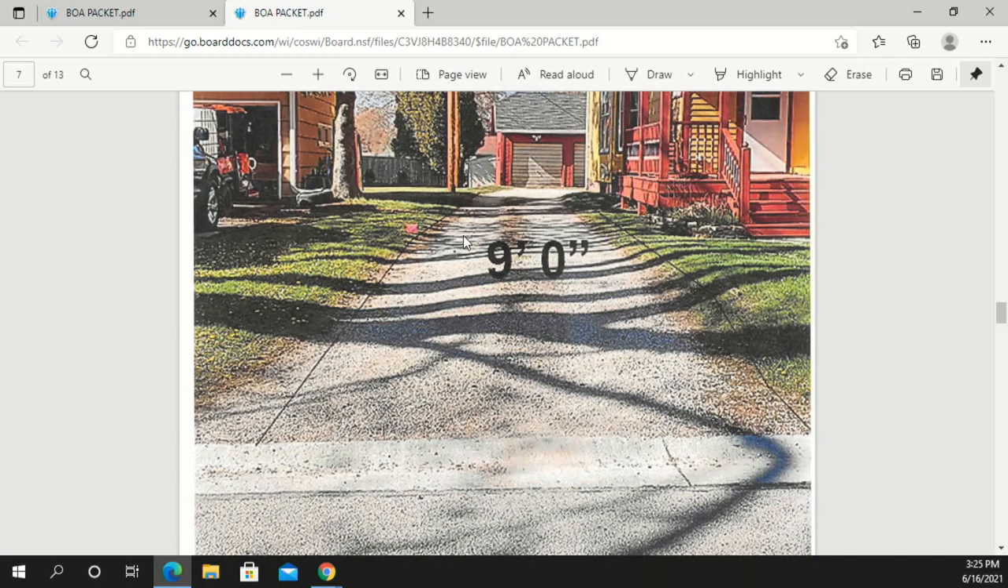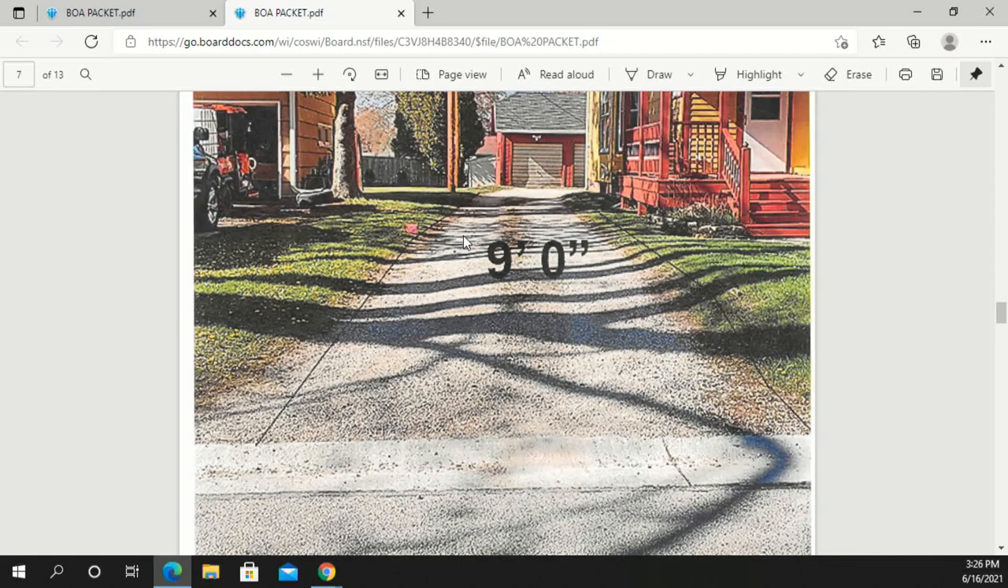Okay, I guess my question... On my particular lot on 8th Street, I have a large tree in the front yard, and that's going to be in the way when I build my home. I called the Department of Public Works and asked, can I have permission to cut the tree down? And they said, yes, you can cut the tree down if you're going to put your driveway in, but you have to pay for it. Right? I have to pay for it.